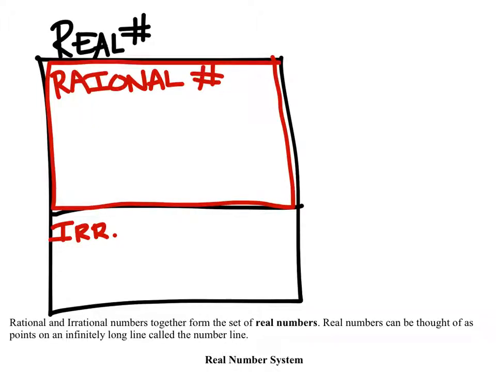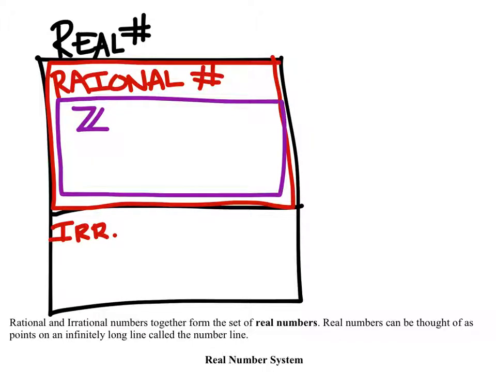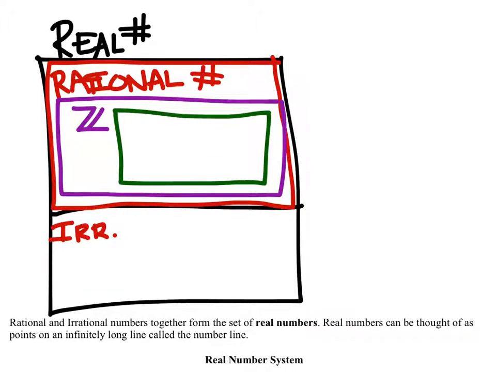So this box right here in red would be the rational numbers, but as a subset of the rational numbers, we go into integers. Bam. And then inside the integers would be all of the whole numbers. And then inside of the whole numbers would be the natural numbers. This is what we call a Venn diagram.